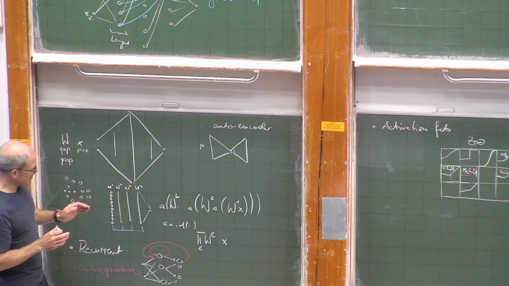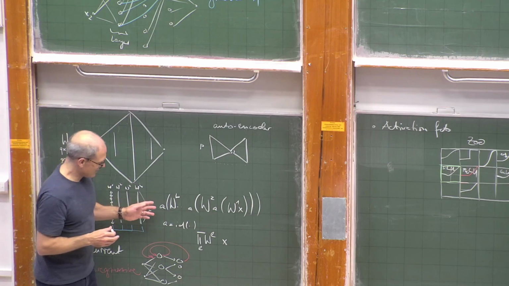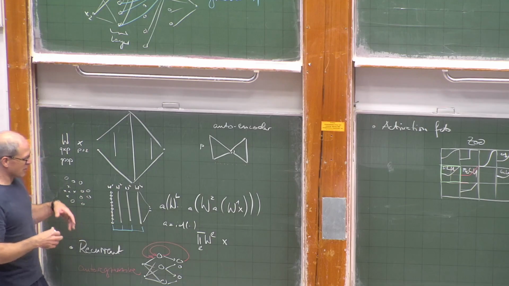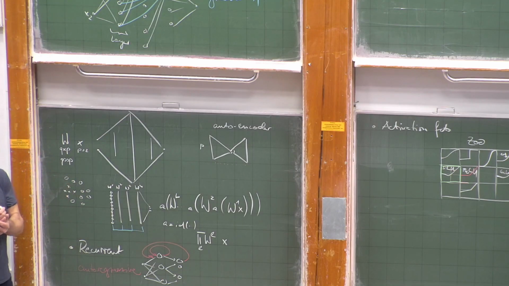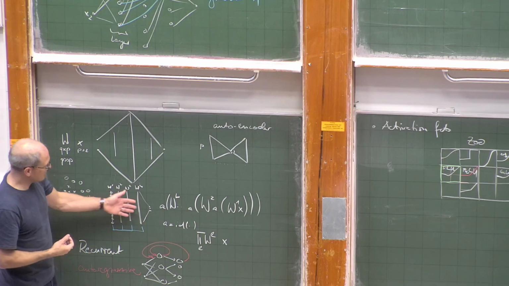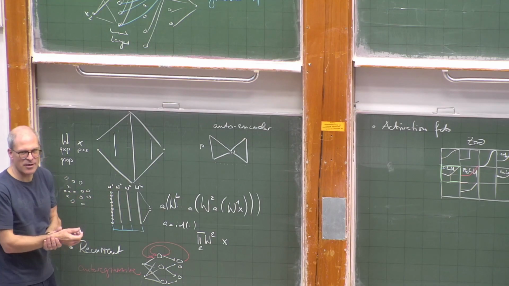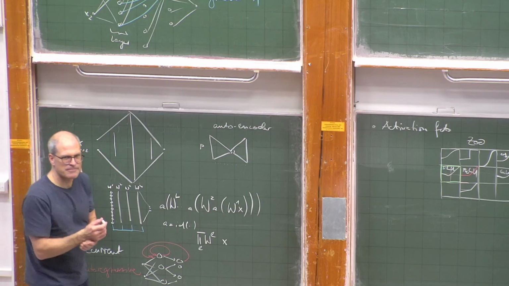But other than that, the nonlinear activation functions are crucial for the projection trick to kick in, or for my nested functions to be more than just a linear mapping. Okay.